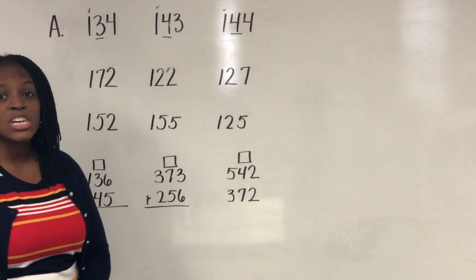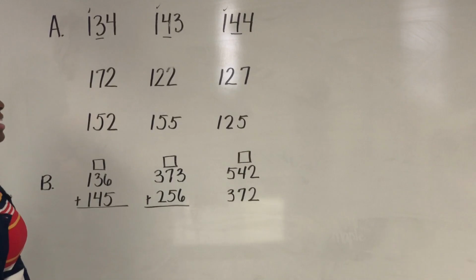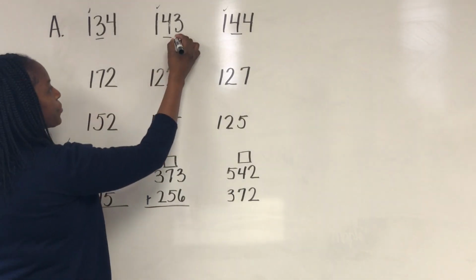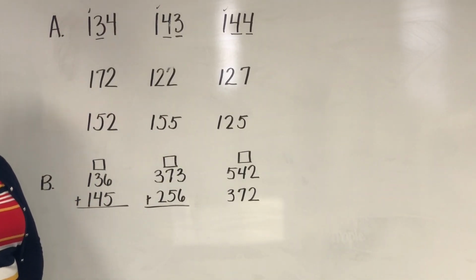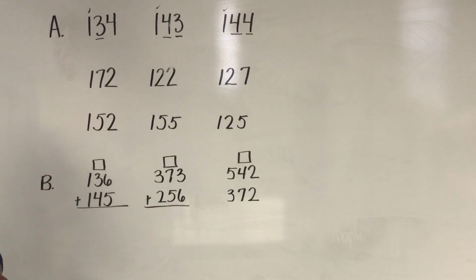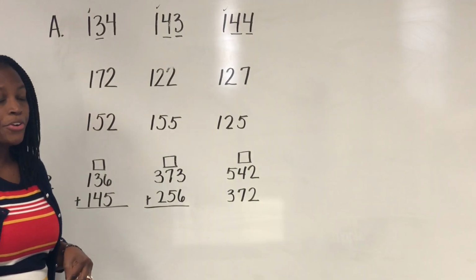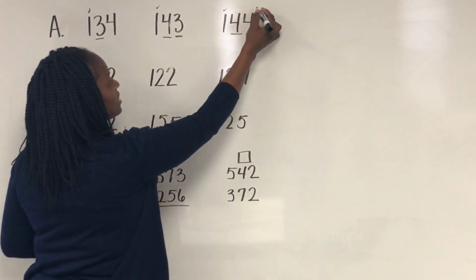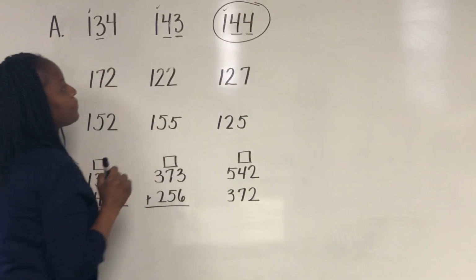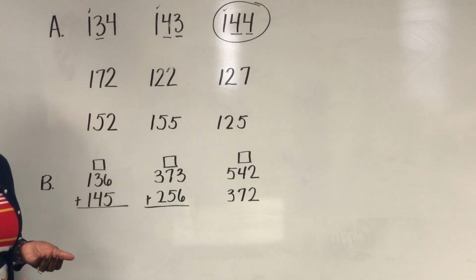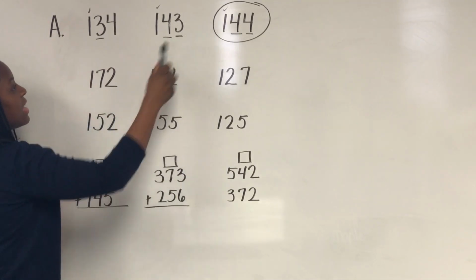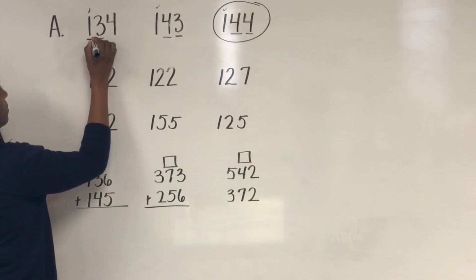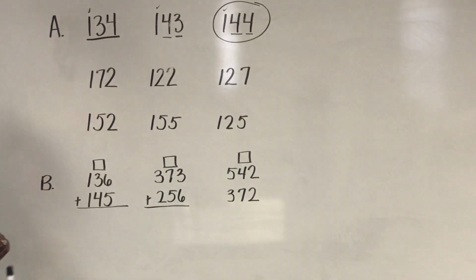Then I need to move on to the next place value, which is the ones place, and compare those numbers. There's a 3 here and a 4 here. Now, which one is greater, 3 or 4? So therefore, 144 is greater than 143. So this is my greatest number, so I'm going to circle it. And my least number is 134 because 3 tens is less than 4 tens. And there we go.